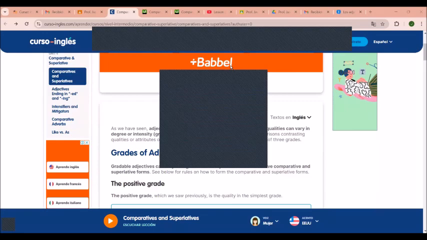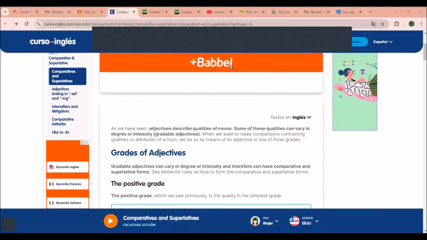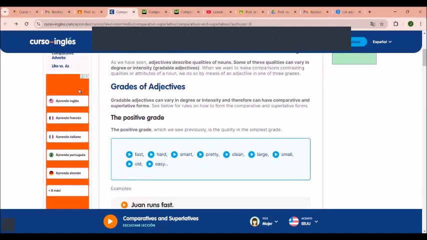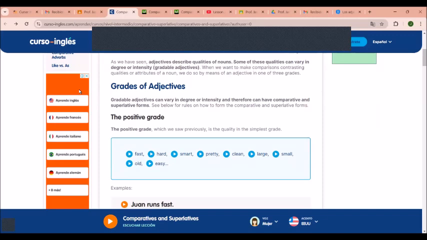And as we describe words that are nouns, we can add degrees and intensity to them. Basically, things that we can apply levels of grades to, whether it's a positive grade, a simple grade, a negative grade, an inferior or superior grade. Now, adjectives are words that we have come to know as the words in front of the noun. For example, words like fast, hard, smart, pretty, clean, large, small, old, and easy. And we've also practiced some other opposites.